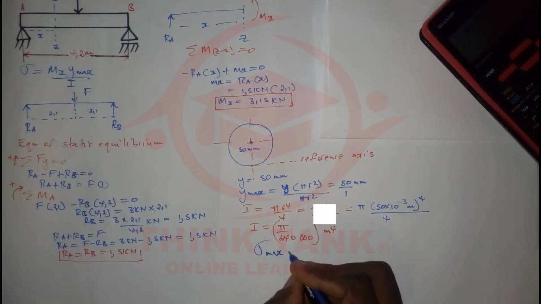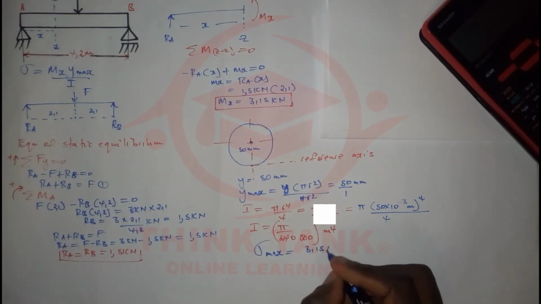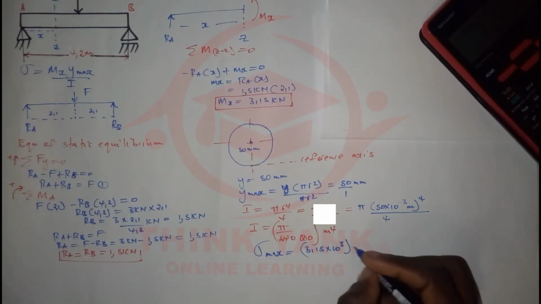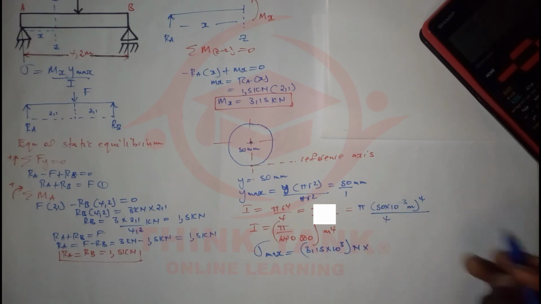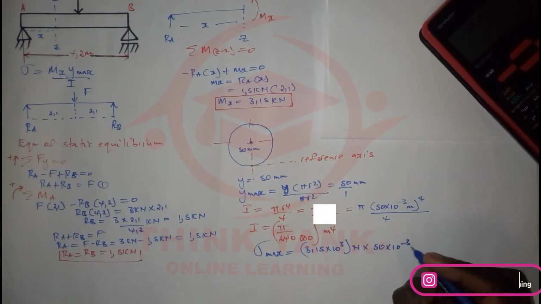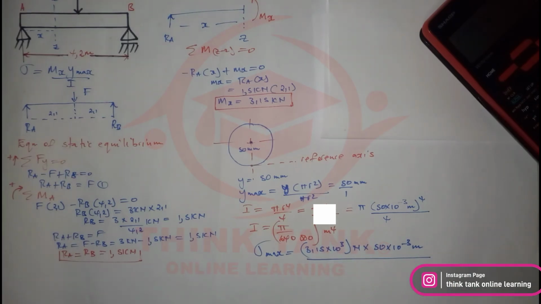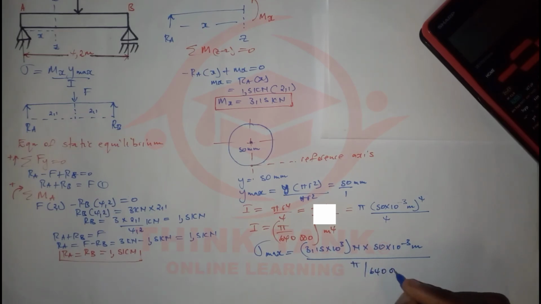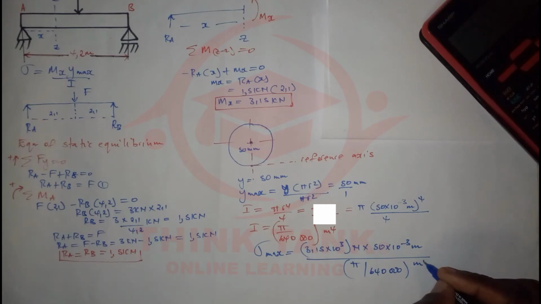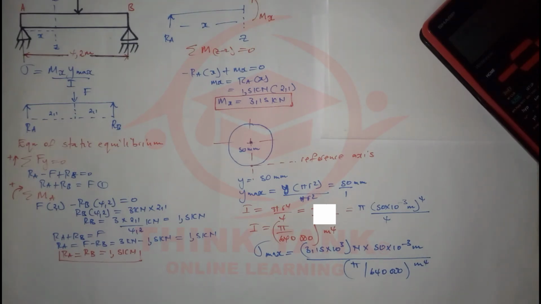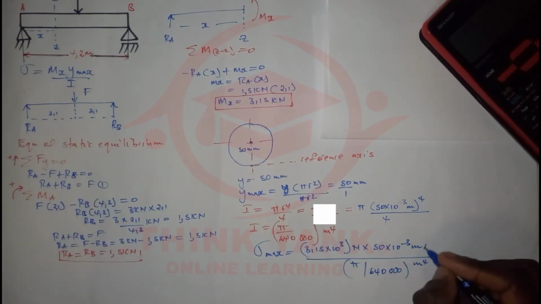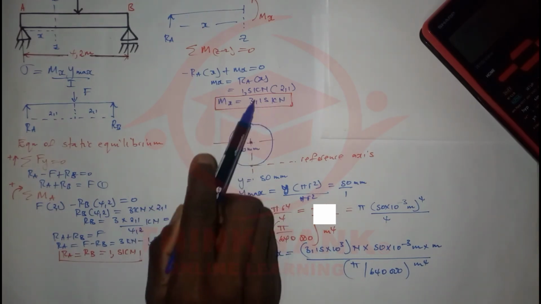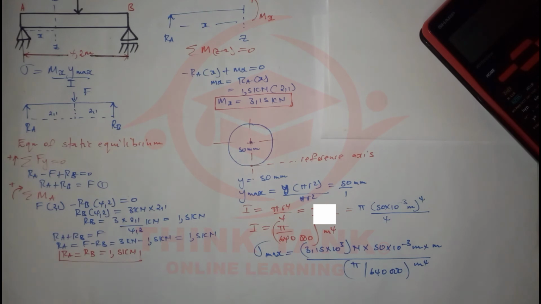So the maximum stress is going to be mx, which is 3.15 times 10 to the power 3, to change kilonewtons to newtons. I'm going to multiply that by y max, which is 50 times 10 to the power negative 3, to change that to meters, and I'm going to divide it by I, which is pi over 640,000 m to the power 4. The other thing that you have to know here is that the units for mx is going to be newton meters. So I'm going to just put times m here, since we multiplied the force times the distance. Okay, and if we do this, we're going to get our units for stress, which is going to be newtons over meter squared.